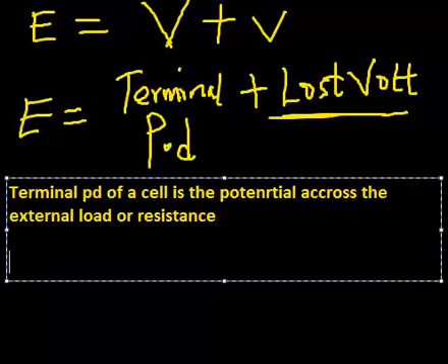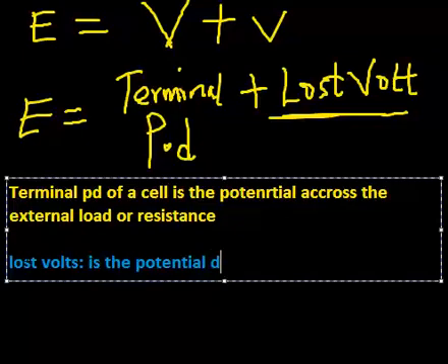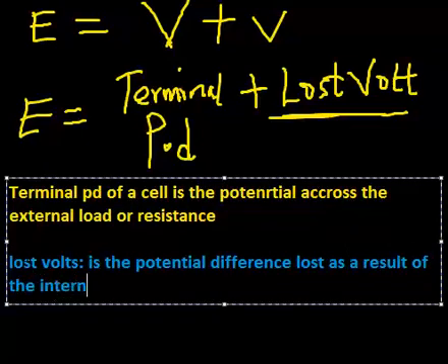While lost volts is the voltage or the potential difference lost as a result of the internal resistance of the cell. So this is the difference.